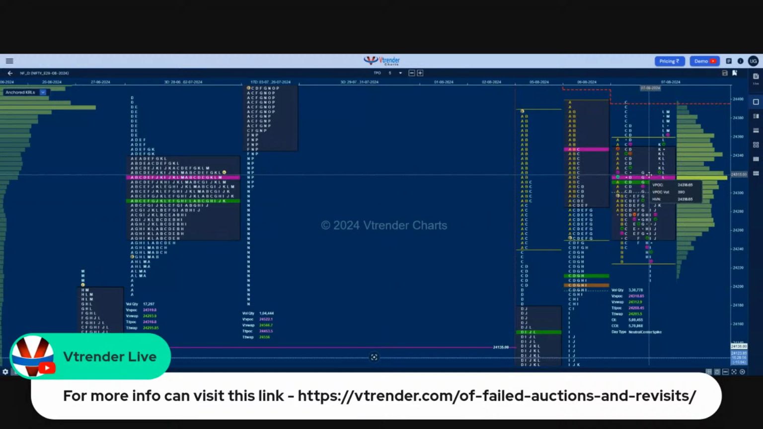So yesterday we opened inside previous day's range and value. We made an attempt to probe lower. You can see the A open was here, and then we made lower lows in the B, after which we made this C side extension to the upside.